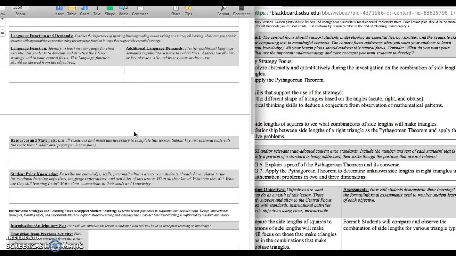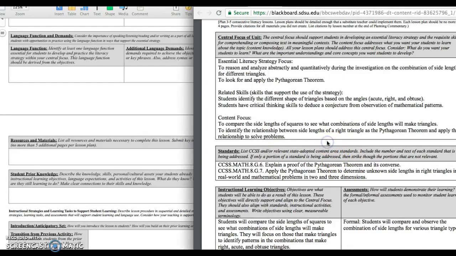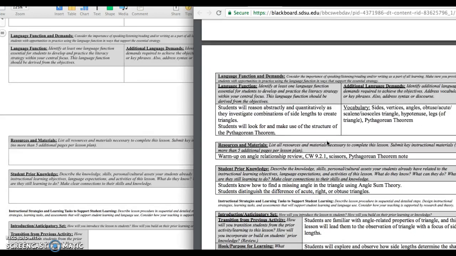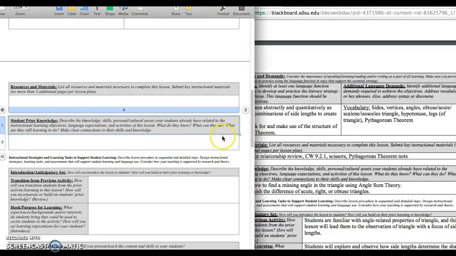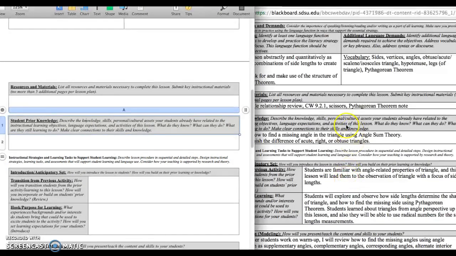Resources and materials will be basically just what resources the kids need to complete the lesson. So down here you'll see this lesson plan says they'll need the relationship review, they'll need the coursework, 9.2.1, I'm guessing that's the worksheet page, and then a Pythagorean theorem note. Student prior knowledge is basically just what are the students coming in with, what do we expect that they already know, and how we're going to build upon that.